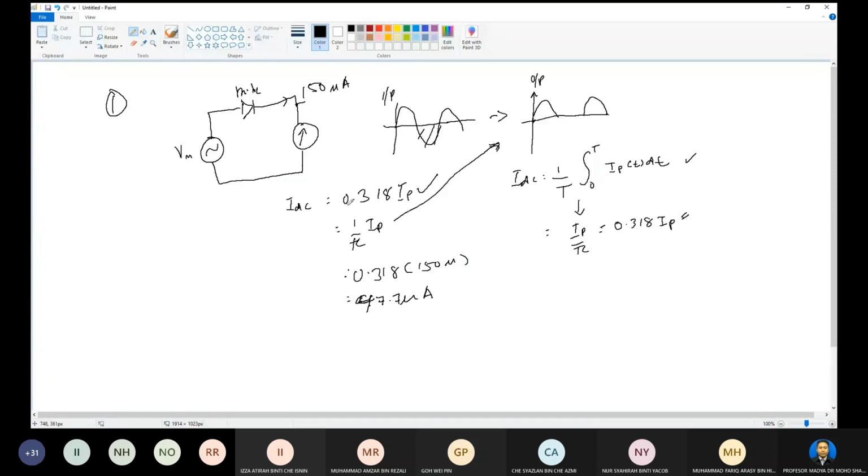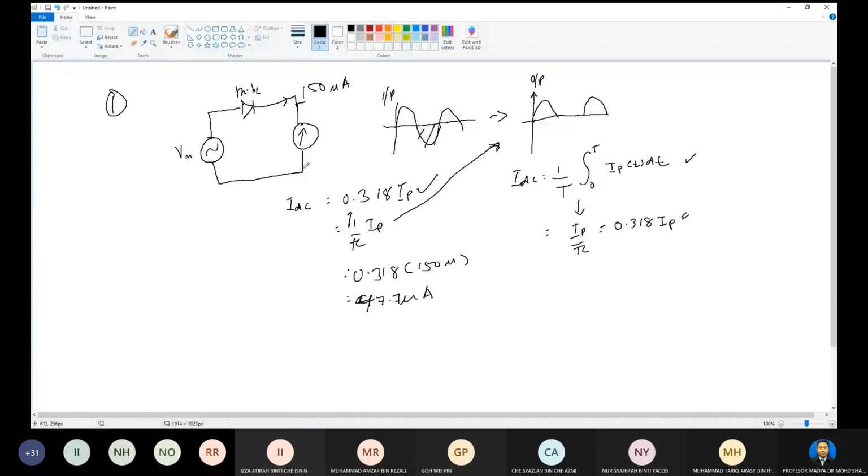This 0.318 comes from 1 over pi, multiplied by IP. IP is given as 150 micro. So that's why the DC current is 47.7 microampere. Okay, that is for question number 1.